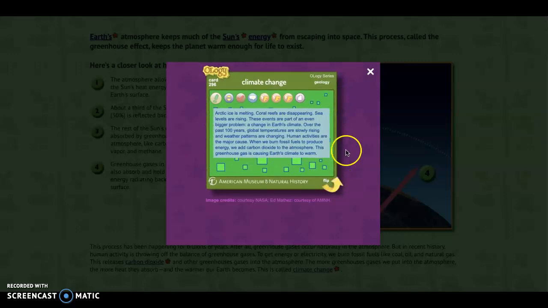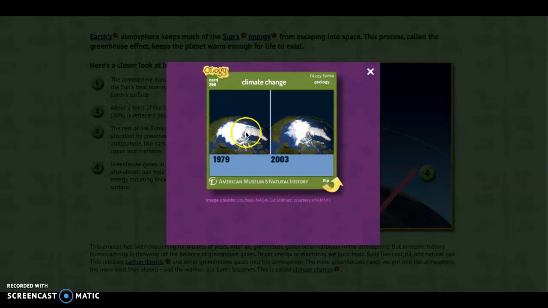We've been seeing things such as I showed you before: the Arctic ice is melting, coral reefs are disappearing, and sea levels are rising. We can see here the big change in the ice from 1979 up to 2003, and the website that I directed you to from NASA showed us something a little bit more recent. Keep this in mind: the melting ice causes sea levels to rise. The water absorbs more heat than ice.